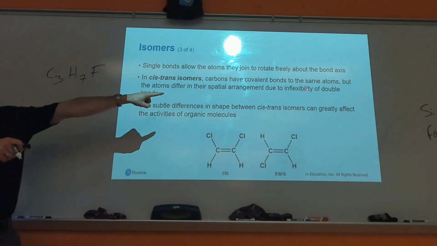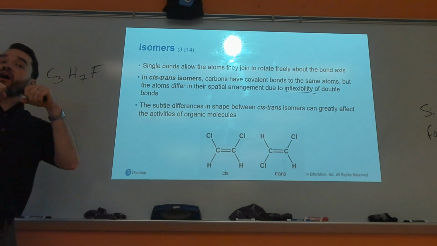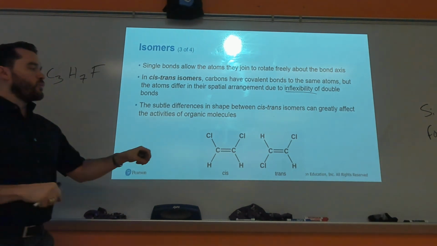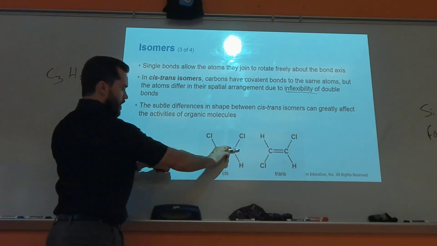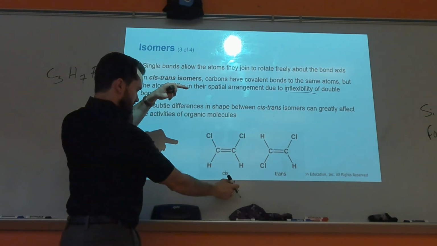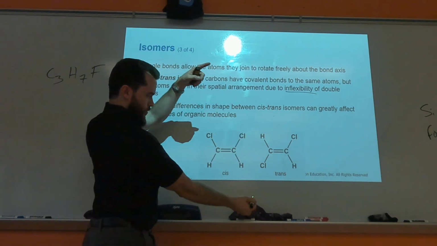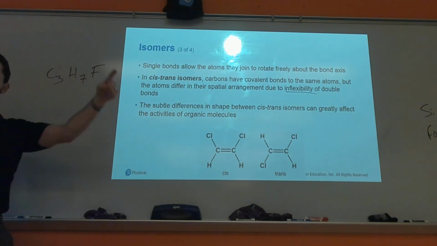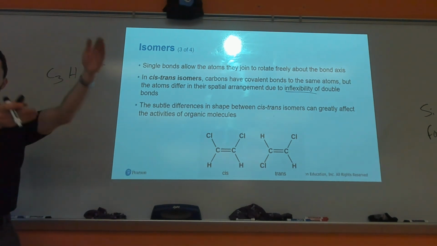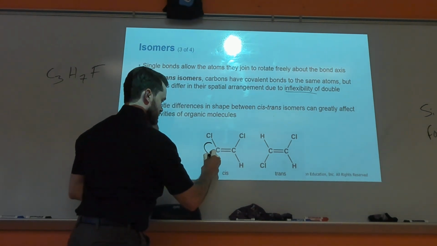They say inflexibility of double bonds. Because double bonds are so strong, those bonds are very rigid. What can happen here is that these groups can rotate. This chlorine can rotate down, and same with that chlorine. So some molecules can swap between cis and trans, almost like on a hinge. If you see what I'm trying to say there. It'll do this.